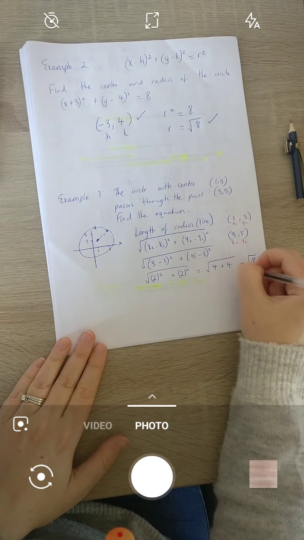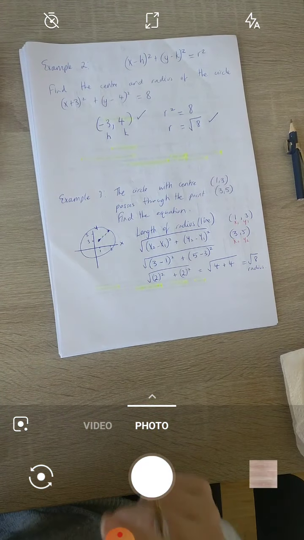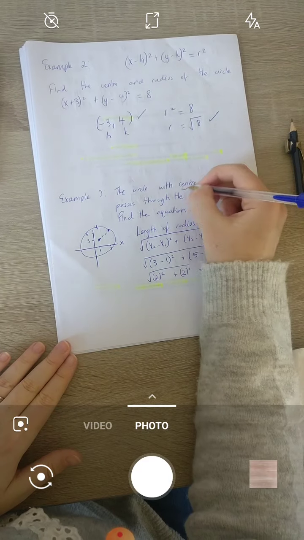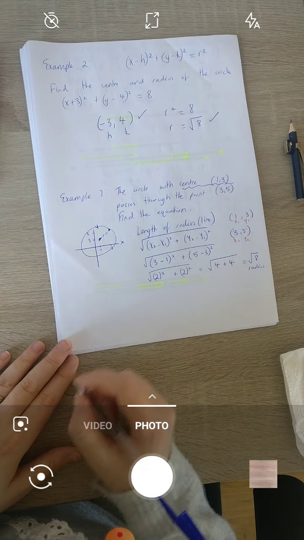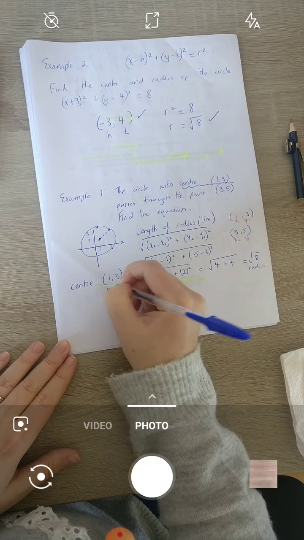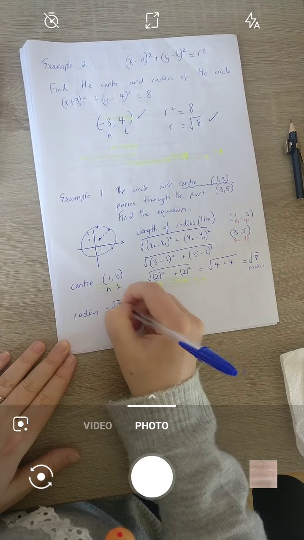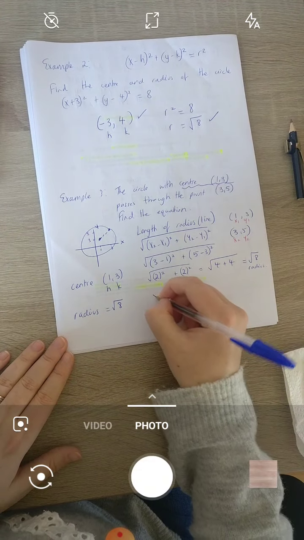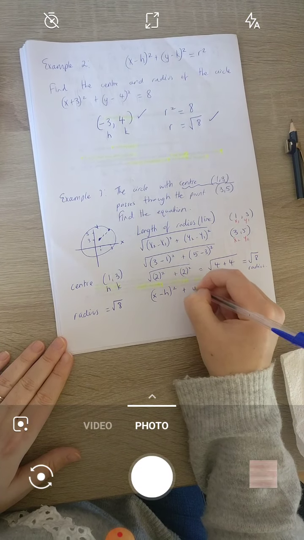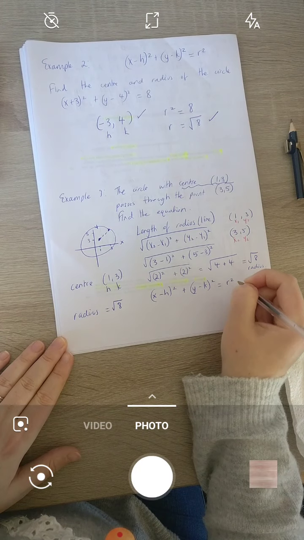Okay, so let's just keep this in mind what we're doing here. Now, remember you're not using the formula x squared plus y squared equals r squared because the center is not 0, 0. So our center is 1, 3, which is h, k, and our radius is the square root of 8. And we need to sub in to the formula (x minus h) squared plus (y minus k) squared equals r squared.